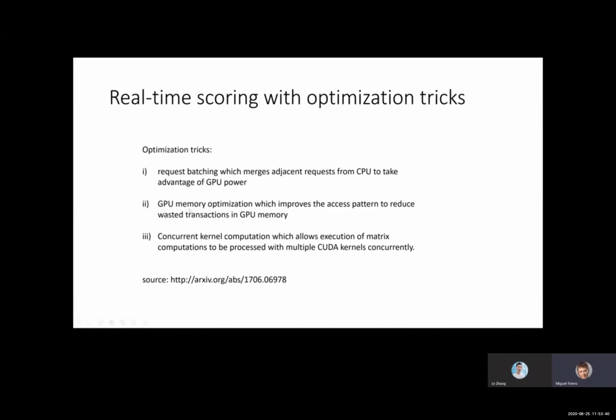Also, you can do GPU memory optimizations. Again, the objective is similar. We want to optimize and maximize the memory consumption on the GPU. And then another option is to use concurrent kernel computation. So this allows the computations to be processed in multiple CUDA kernels at the same time.